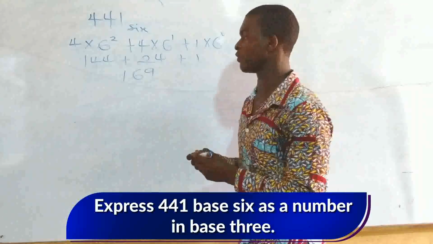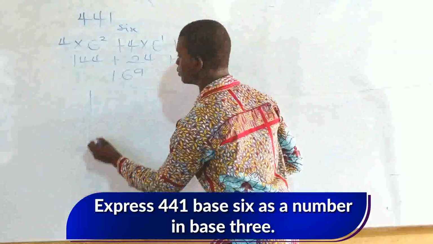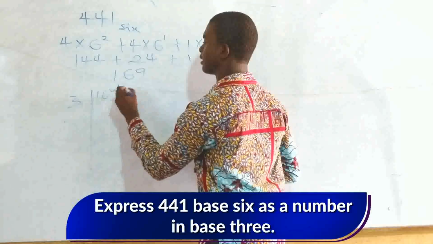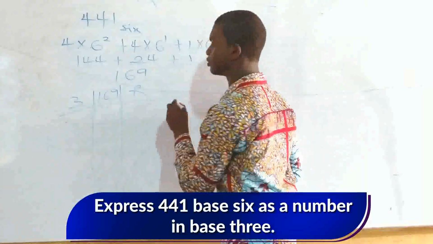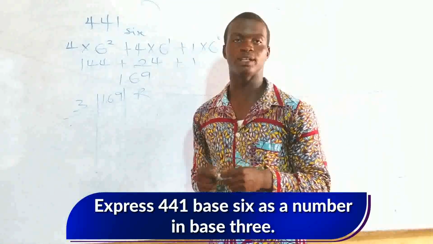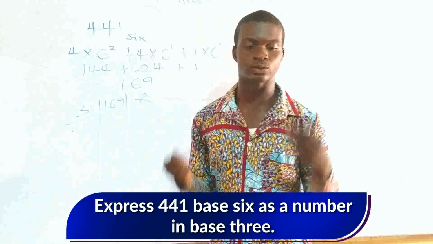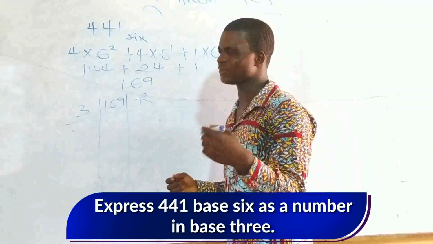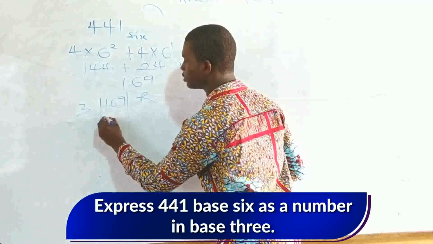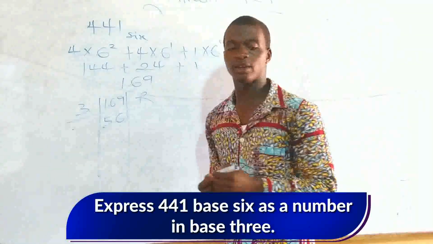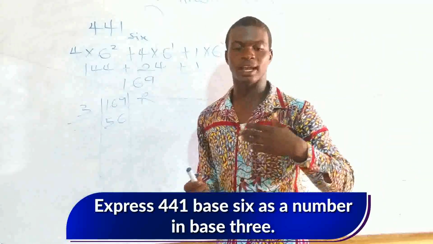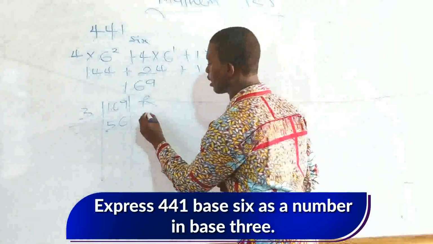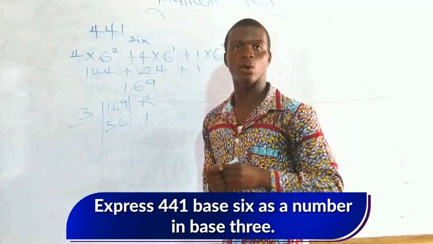We now have to convert it to base 3. And so we have 3, 169, and our remainder. We are going to convert it to base 3. And so 3 goes into 169 56 times. And 56 multiplied by 3 gives you 168. So you have a remainder of 1.